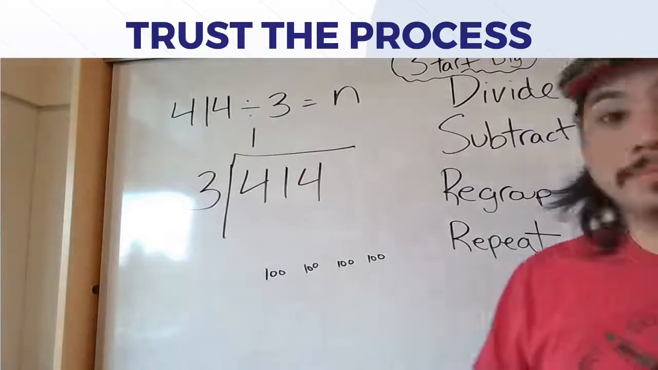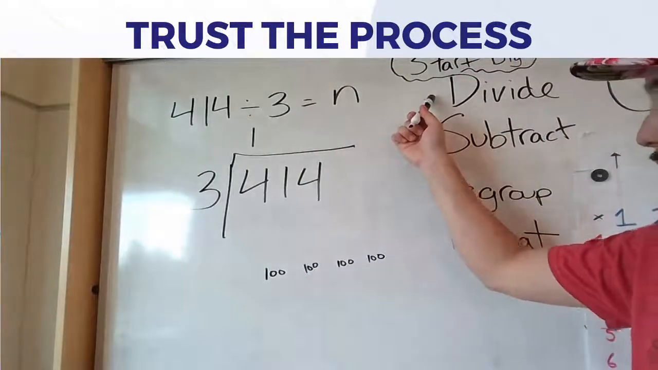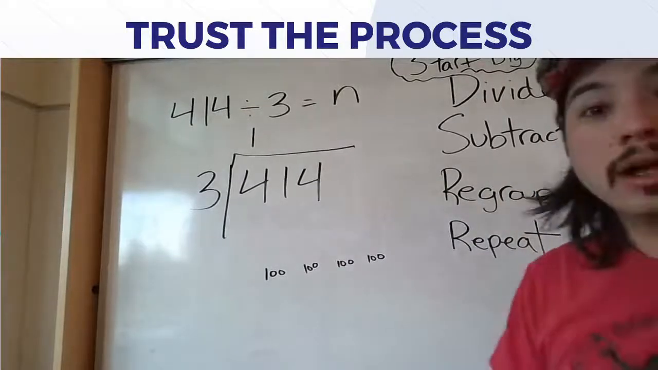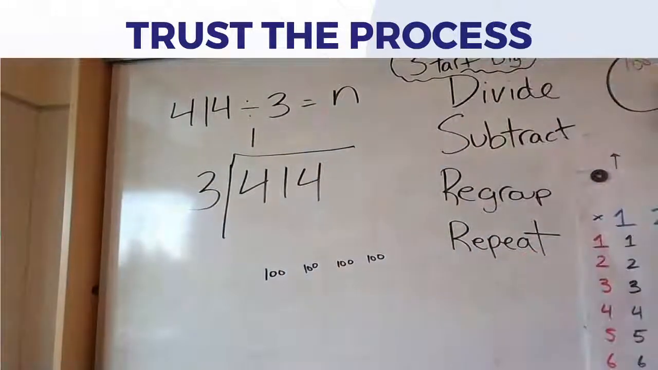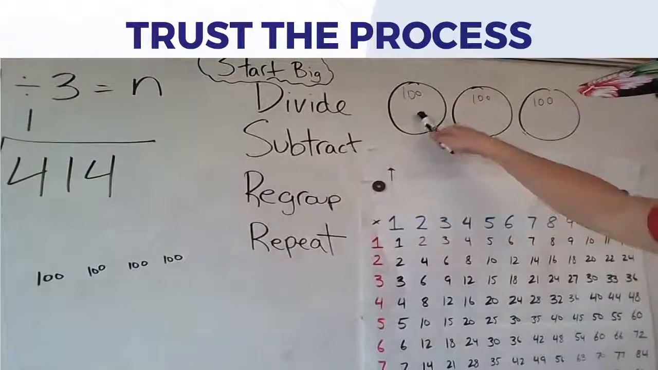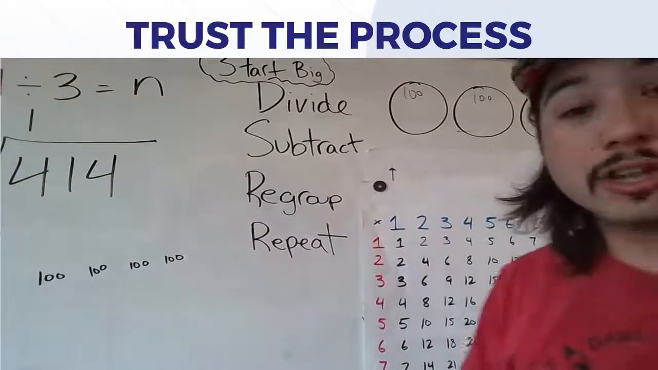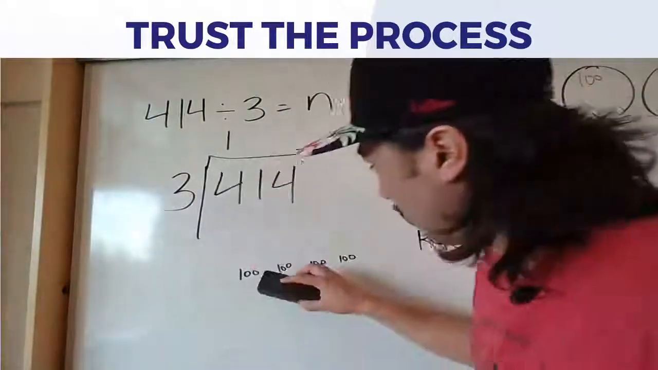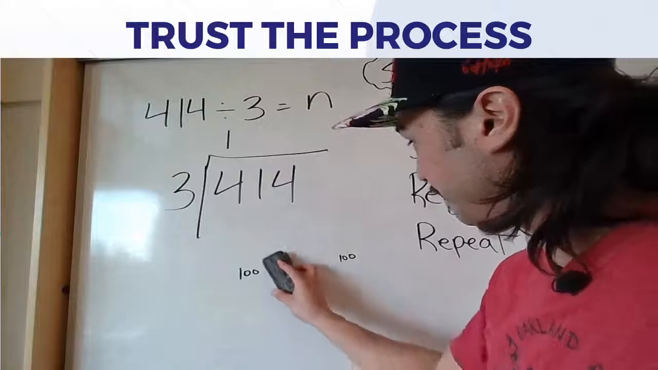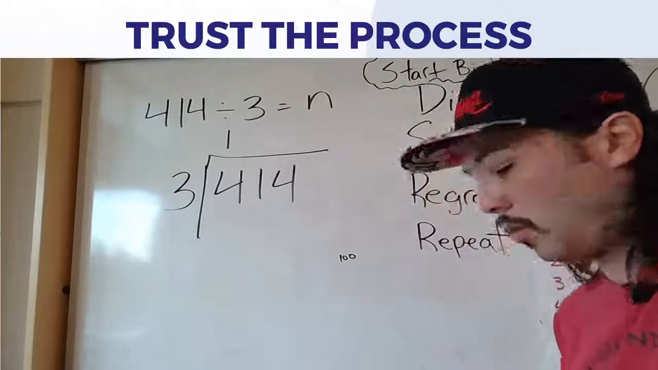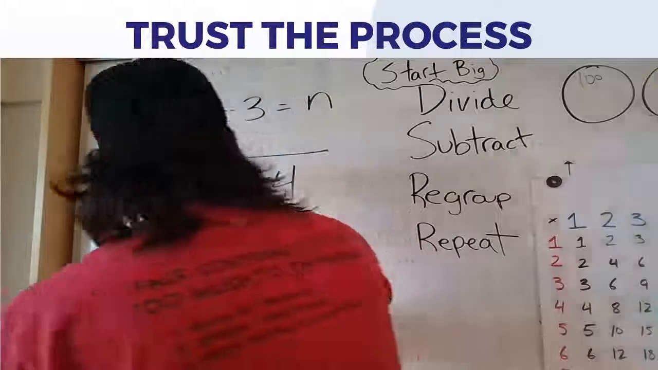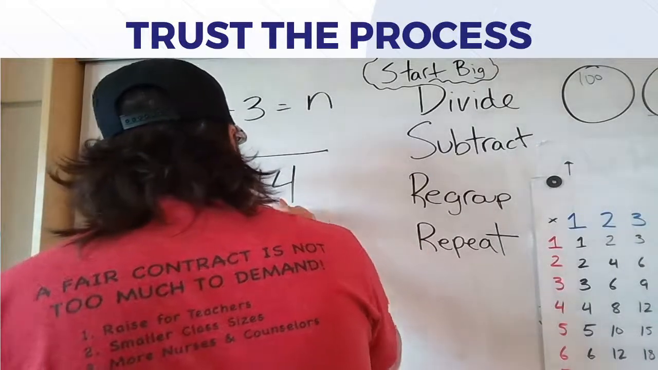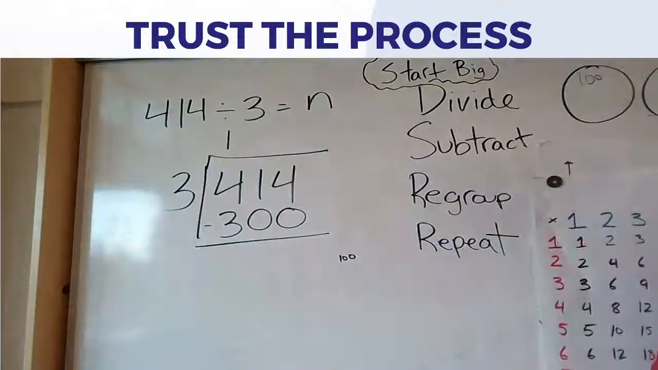Okay. Now, next step. Now that I've divided my 400s by 3, now I need to subtract. I need to remove those 300s I just put into my groups to know how much I have left to divide. In this case, I can just erase these 300s because I wrote them all out, right? Or I can subtract 3 from the hundreds place, okay? And we're going to subtract 300.